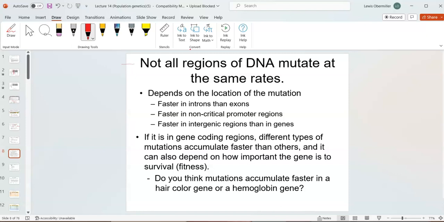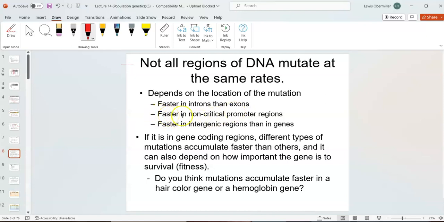Anyway, all right, so we know this. This is not a surprise that not all regions of DNA mutate at the same rates. You're going to have more mutation in introns than exons. Makes sense, right? Because introns are thrown away, and they don't really matter. The only thing that matters is where that spliceosome binds. So those couple of sequences that we talked about, they have to exactly line up the spliceosome. But other than the intron-exon junctions, it doesn't really matter.